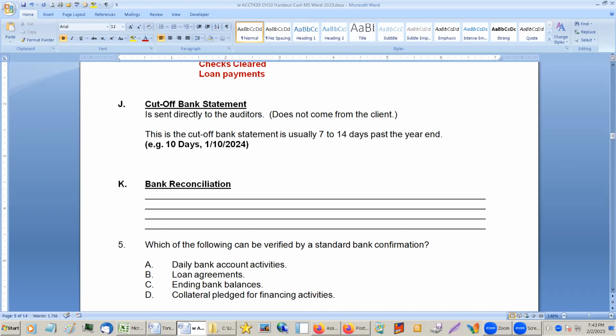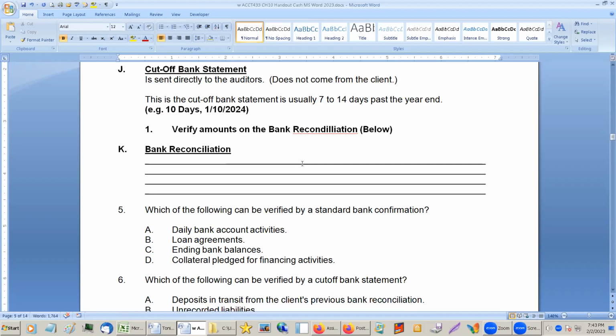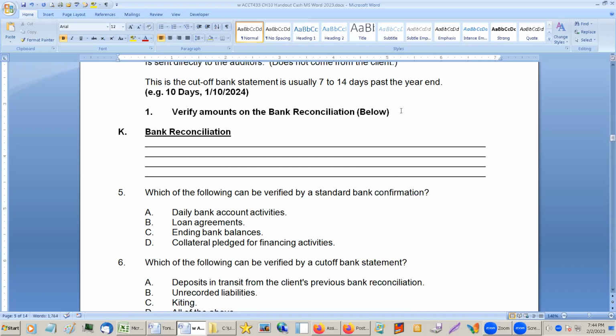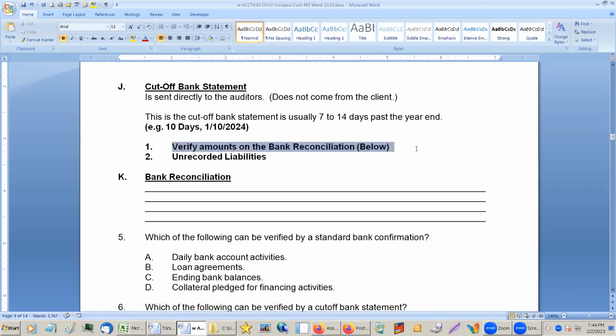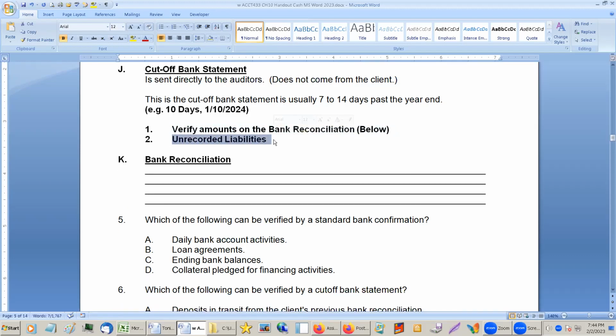So what can you do with this cutoff bank statement? Well, first thing you can do is verify amounts in the bank reconciliation below. Unrecorded liabilities. I'll talk about that in a second. So what do we do with it? We verify the bank reconciliation. We also look for unrecorded liabilities.